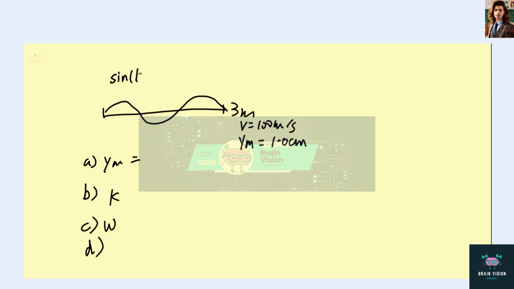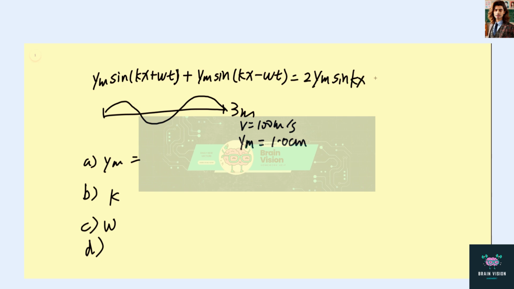For standing waves, we always have one wave that's sin(kx plus omega t) times ym, and then we have a wave that's the same except that it's traveling in the opposite direction. When we add them together and expand sin(kx plus omega t) as sin kx cos omega t plus cos kx sin omega t, we will see that the second term of each sine will cancel, and we're left with 2ym sin kx cos omega t.